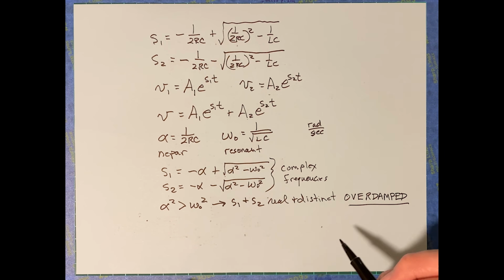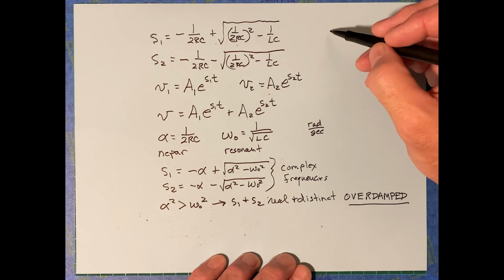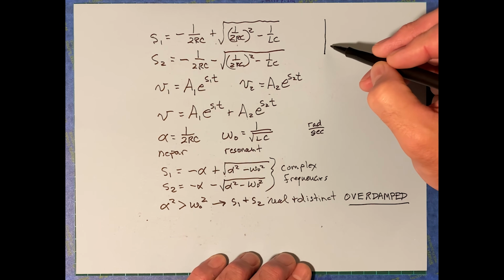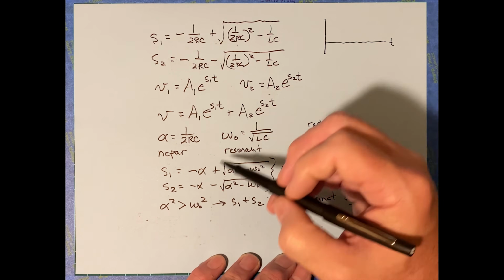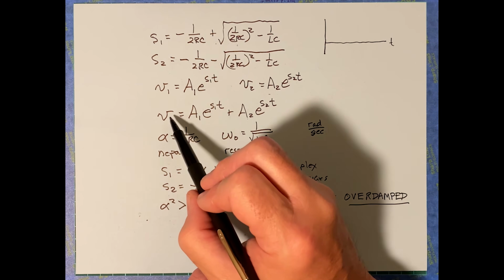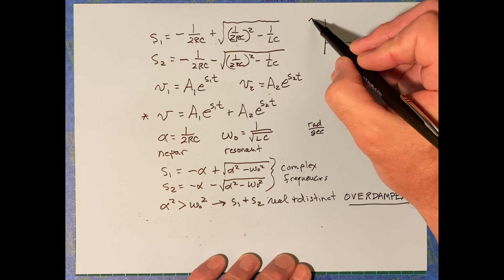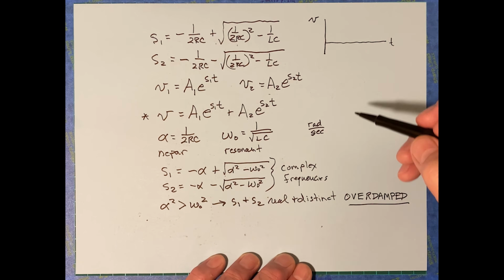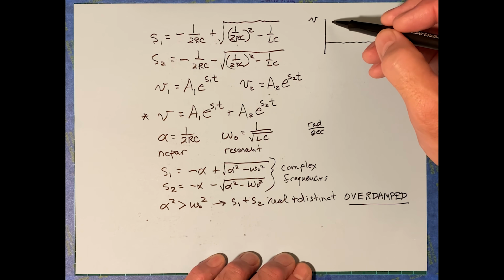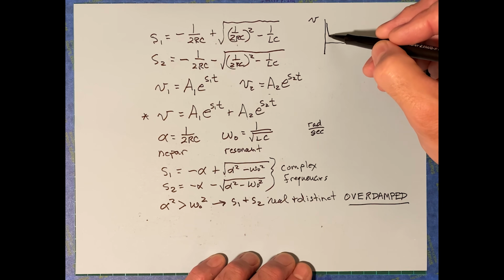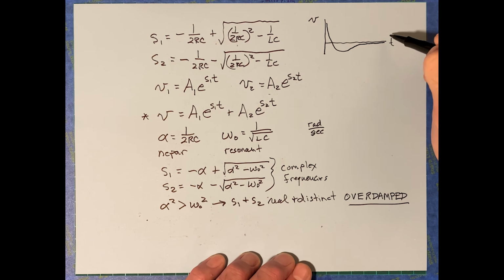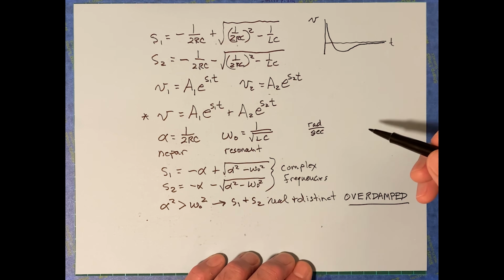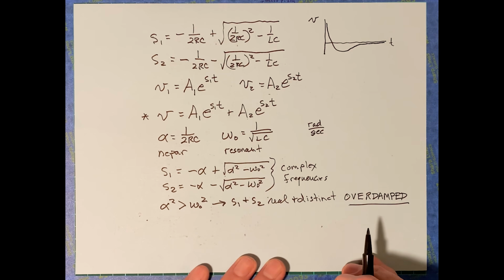The reason it's called the overdamped case is because if I were to take S1 and S2, plug them back into our voltage solution here and graph the voltage versus time, what it looks like is it may have some oscillation to it. It may start up high here and go down here, but it's going to take a long time to reach zero. In other words, it's going to reach 0 here in the limit. So that's called the overdamped case.